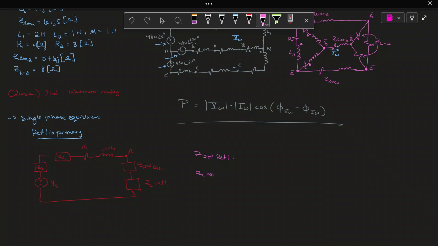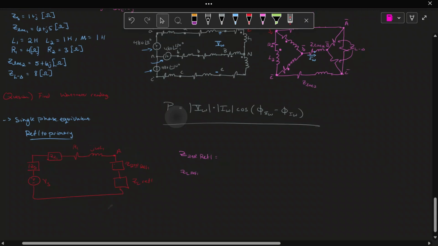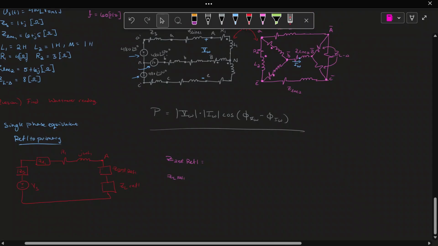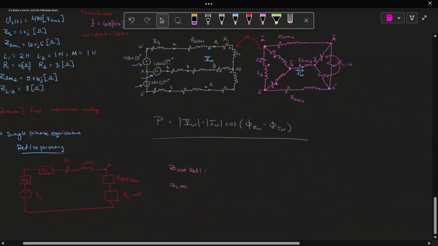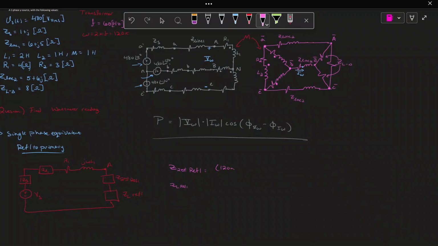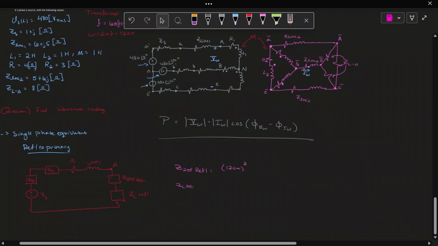Okay, Z secondary reflected. Okay, so let's see here. All we have to do is plug it into this equation, and this equation is kind of long. We have omega squared M squared. Well, what is omega? Omega is 2 pi f, which is 120 pi. So I'm going to leave it as 120 pi to simplify some of our calculations here. So it's 120 pi squared times M squared, the mutual inductance. So the mutual inductance is just 1, so 1 squared.